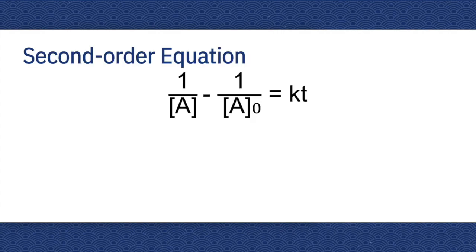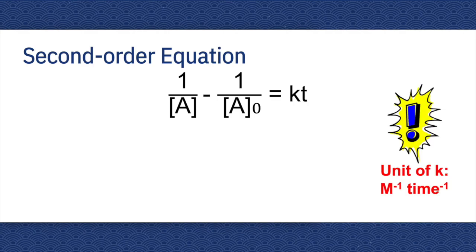Last but not the least is the equation for second order reactions. We have the equation 1 over A minus 1 over A0 is equal to kt. The unit for k here is M raised to negative 1 times time raised to negative 1.